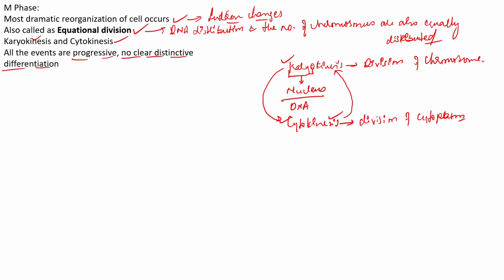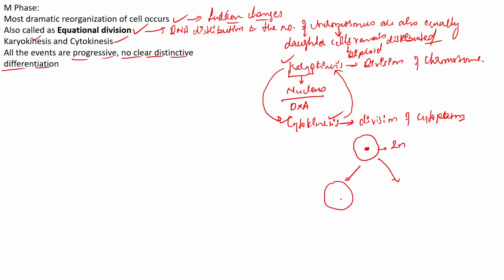In the M phase we observe that there is an equal distribution of the chromosomes. After the distribution of the chromosomes, the daughter cells remain diploid only. It means that if you have a cell over here, and this cell is diploid, the daughter cells you get, these two, are the daughter cells.